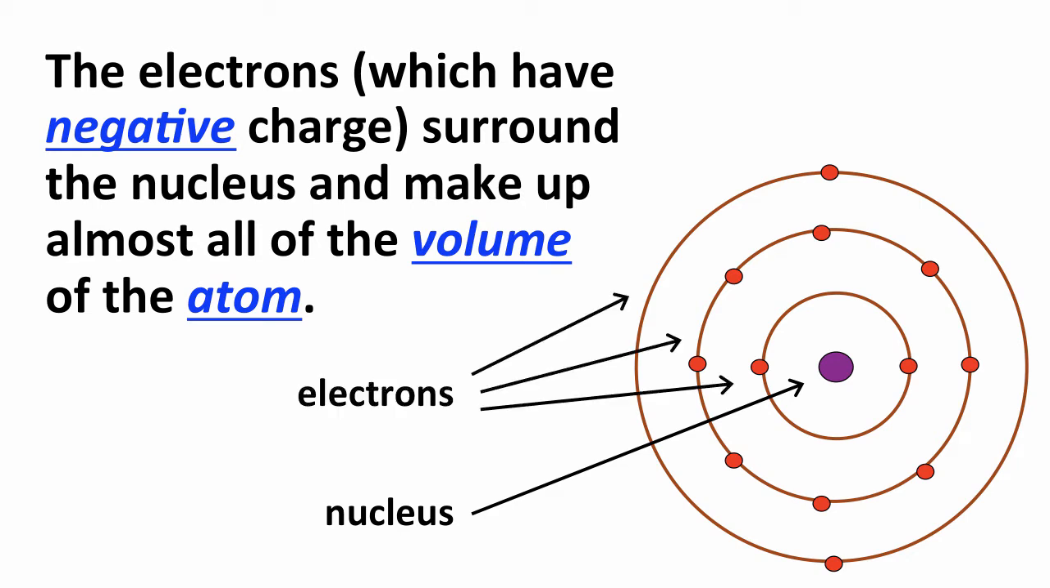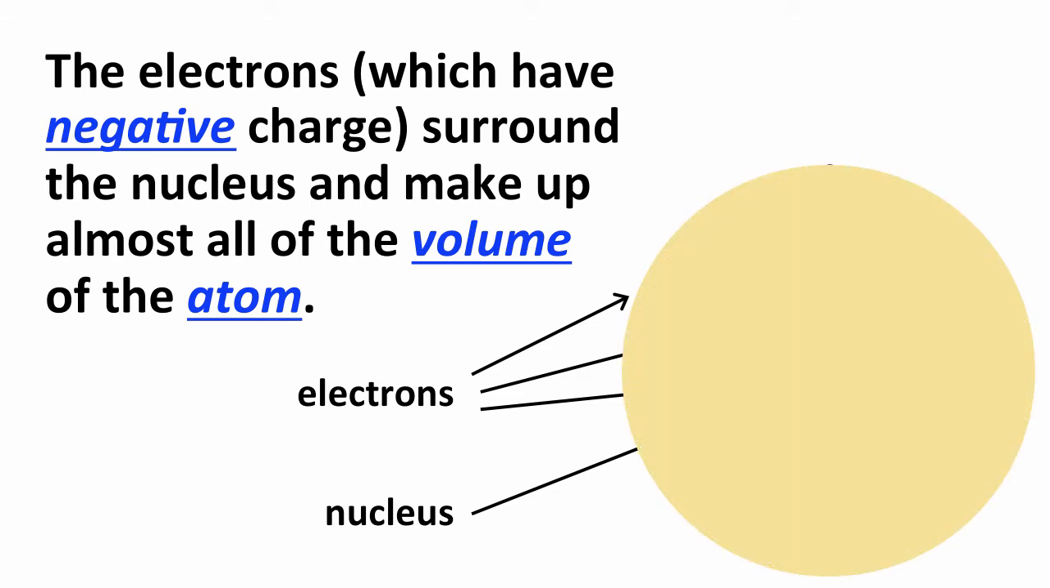And so the electrons are in electron shells, and they surround the nucleus, and they make up almost all of the volume of the atom. They move around really fast, and they take up the space that corresponds to the volume of the atom.